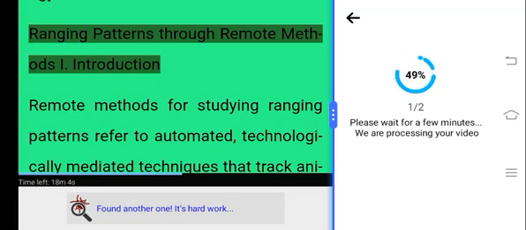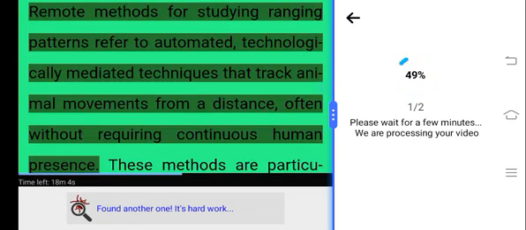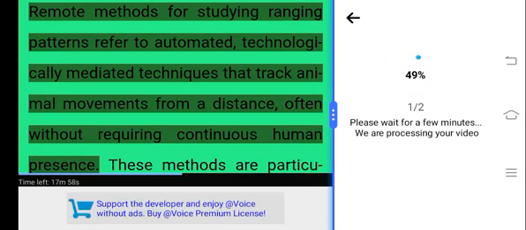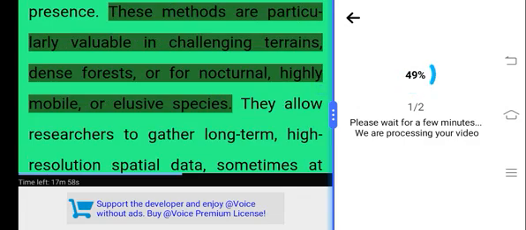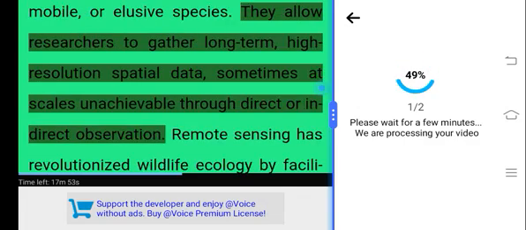Ranging patterns through remote methods. Introduction. Remote methods for studying ranging patterns refer to automated, technologically mediated techniques that track animal movements from a distance, often without requiring continuous human presence. These methods are particularly valuable in challenging terrains, dense forests, or for nocturnal, highly mobile, or elusive species. They allow researchers to gather long-term, high-resolution spatial data, sometimes at scales unachievable through direct or indirect observation.